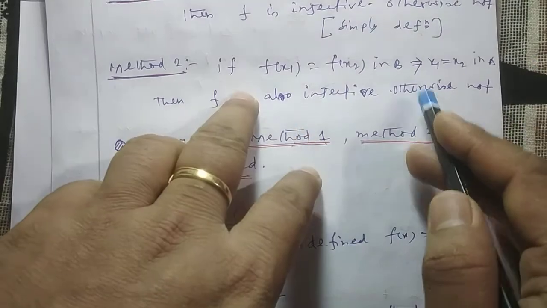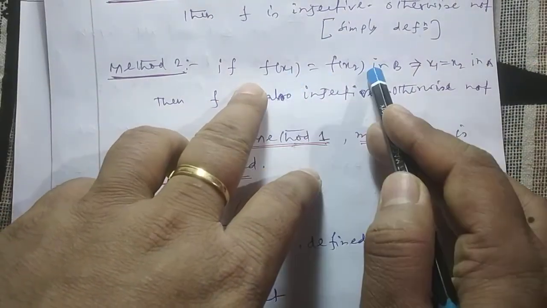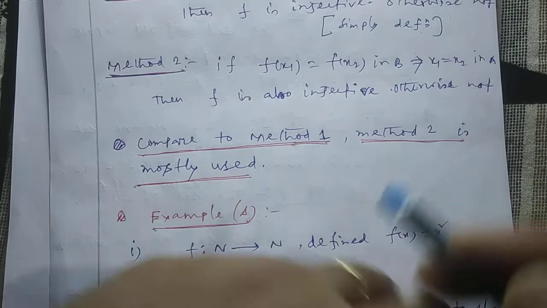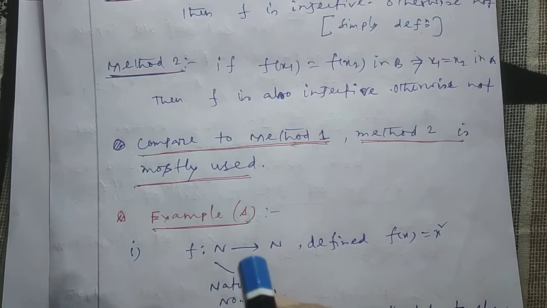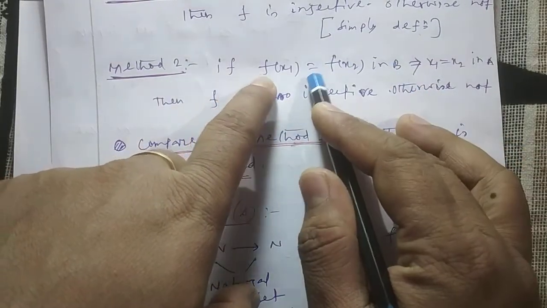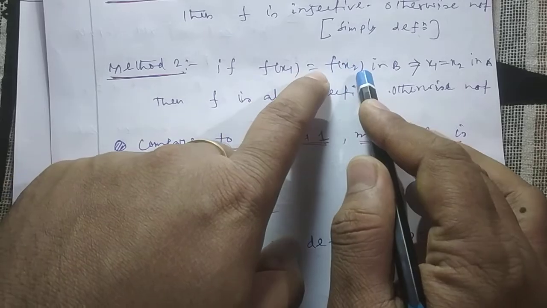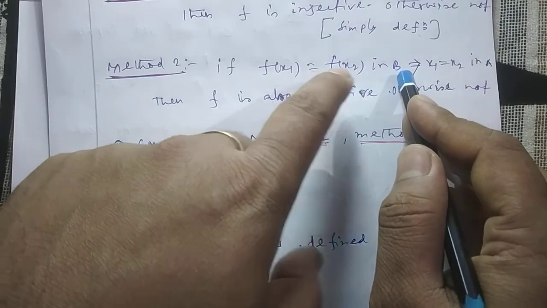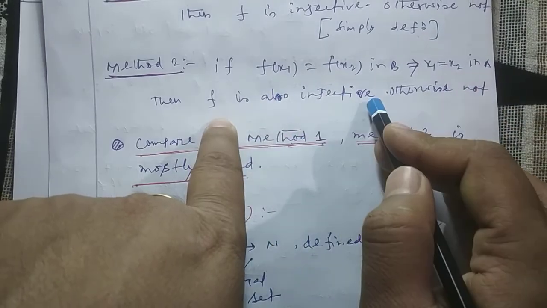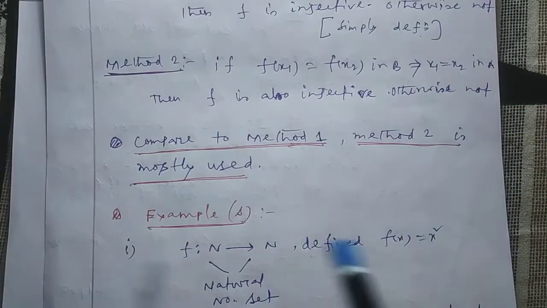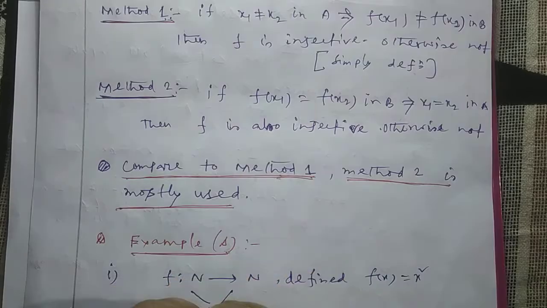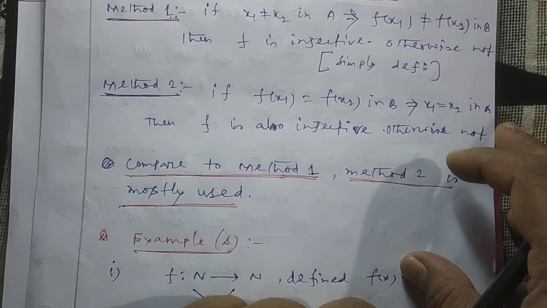Otherwise means suppose we take the same images in B, f(x1) equal to f(x2), but if by chance we get x1 not equal to x2 in A, then f will not be injective. That is the meaning of otherwise here. So please keep in mind the meaning of method 1 and method 2. Understood?